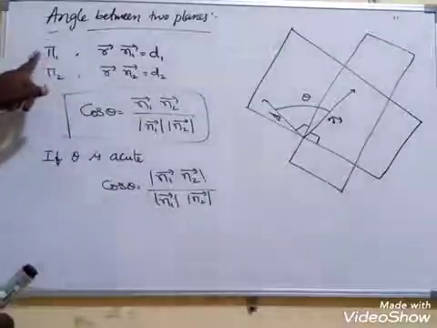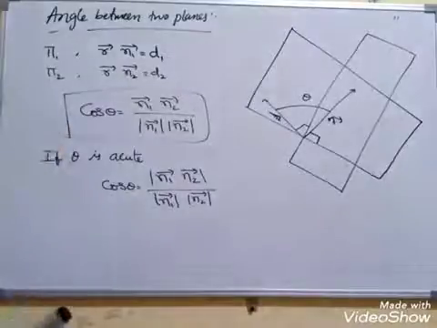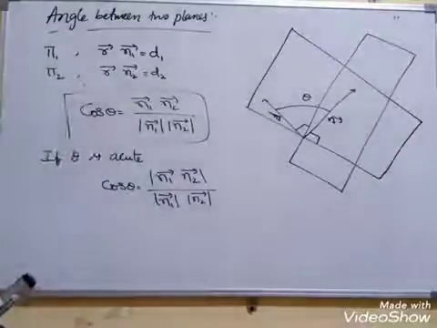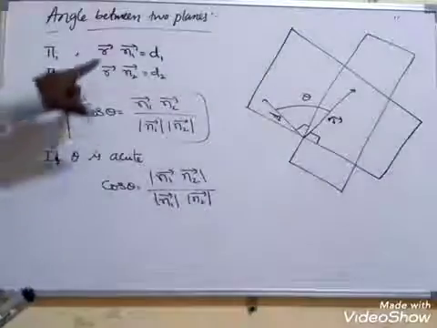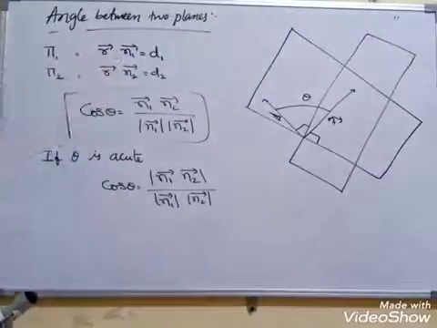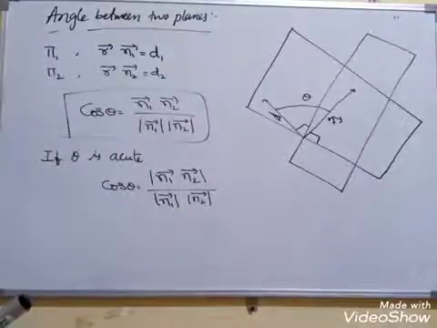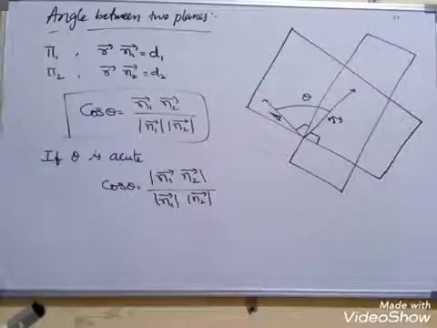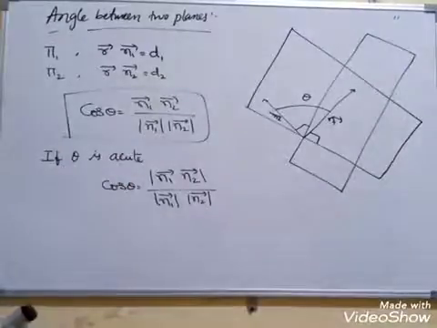For example, they are given two planes pi 1 and pi 2 with equations r bar dot n1 bar is equal to d1 and r bar dot n2 bar is equal to d2. Now, what are the normals? n1 and n2 are the normals. Therefore, if theta is the angle between them, cos theta is equal to n1 bar dot n2 bar by modulus of n1 bar into modulus of n2 bar. If theta is acute, then you have to take the modulus. Why? Because the dot product may be positive, may be negative, may be 0.